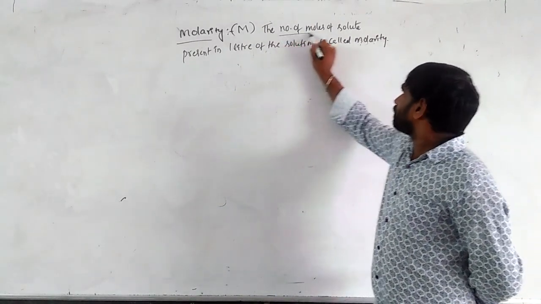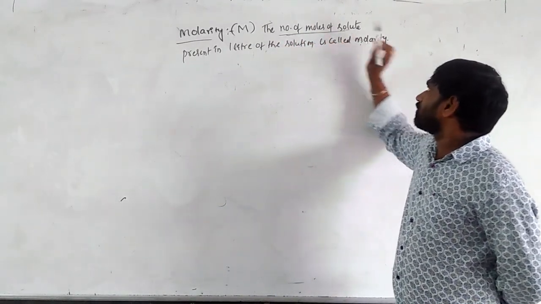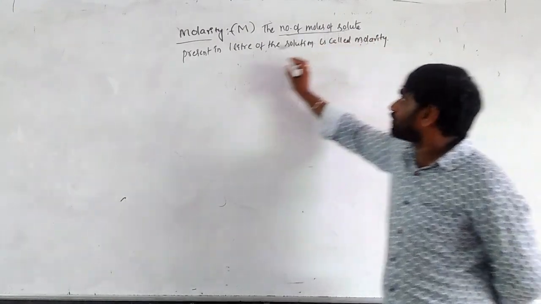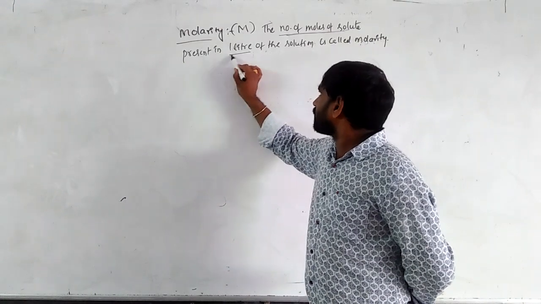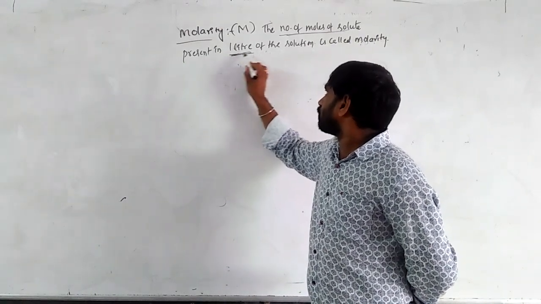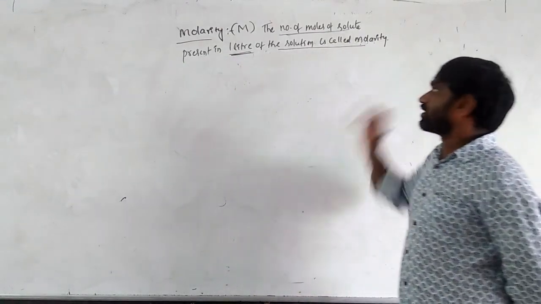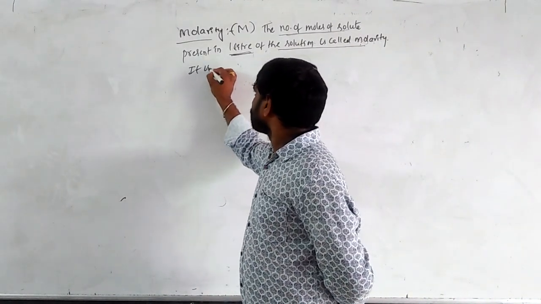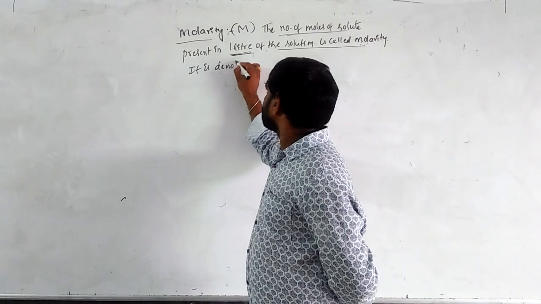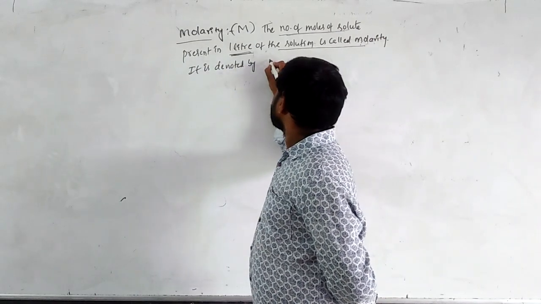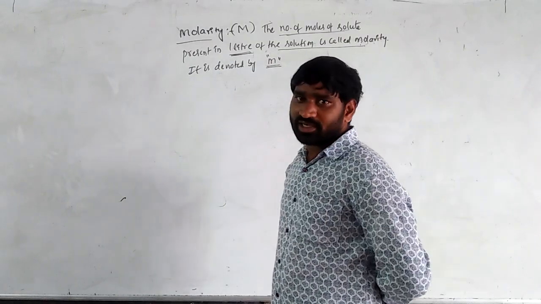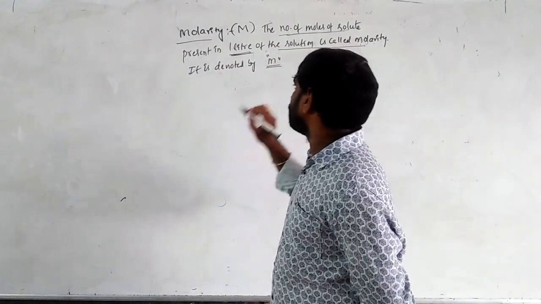The number of moles of solute present in 1 liter, that means 1000 ml, of the solution is called molarity. It is denoted by capital letter M.